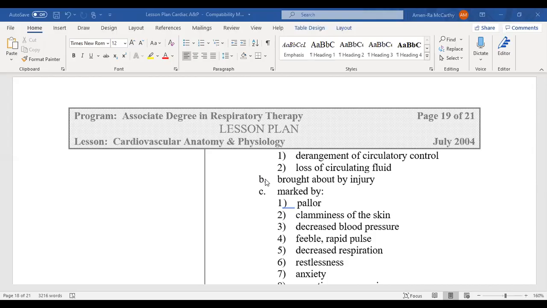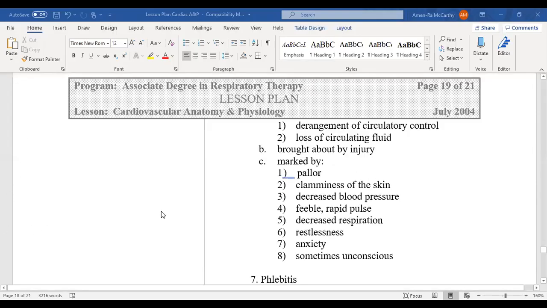What if their skin is already fair? If it's already fair, you can still tell when somebody's pallor. It's like they saw a ghost. Don't care how pale you already are, you can tell when there's a difference. Okay. Anyway, number 6, restlessness, anxiety, and sometimes they go unconscious. Those are all some of the symptoms of shock.